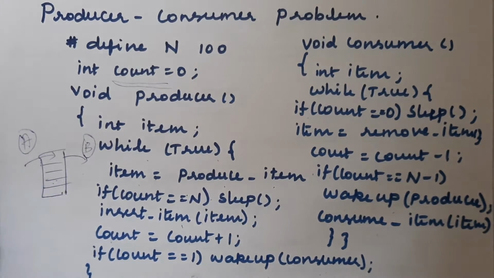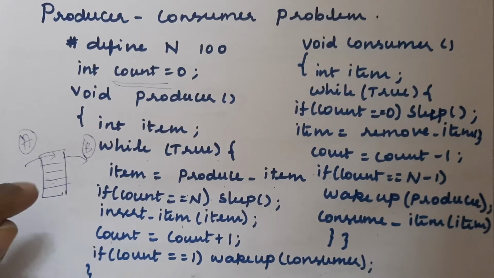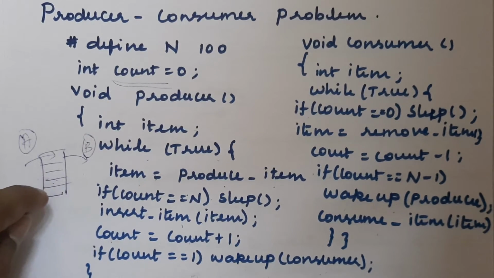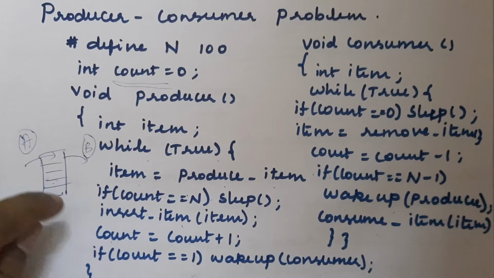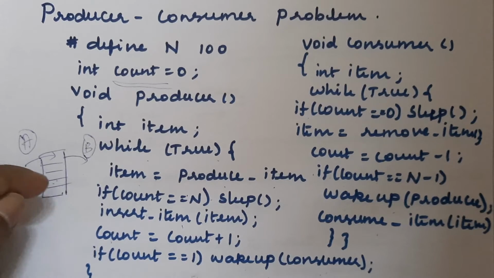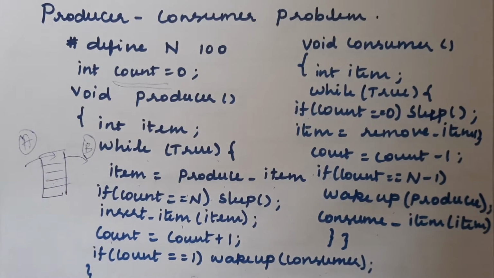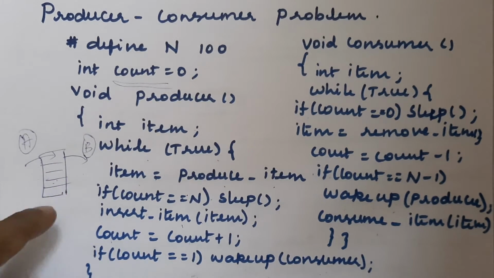For the consumer, we have to check if the count value is 0. Before storing any data item into the buffer, we don't have any data item, so the count value will be 0 only. At that time, the consumer process starts its execution, and it checks the if condition whether the count value is 0. Yes, obviously it is 0, so it will go to sleep mode, because no data item is available in the buffer, so it cannot perform any of its tasks.